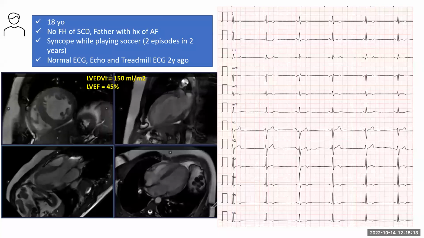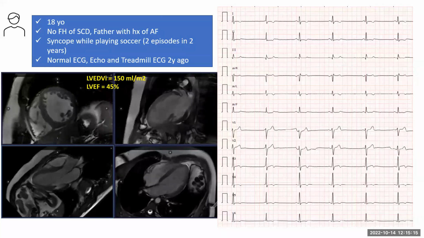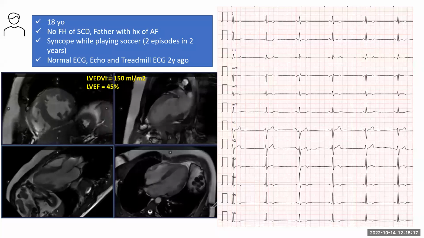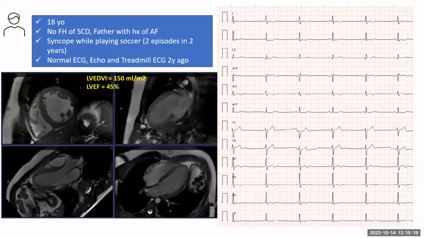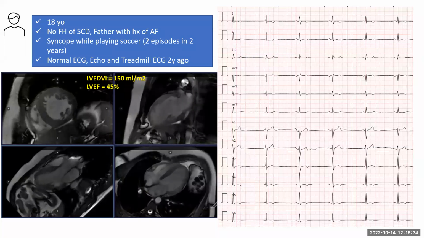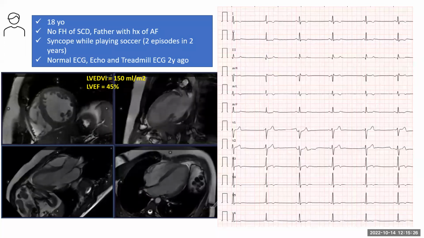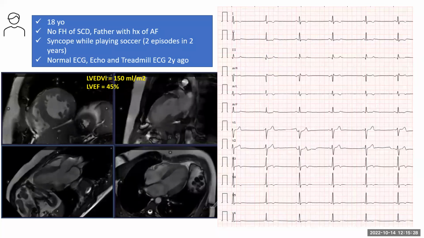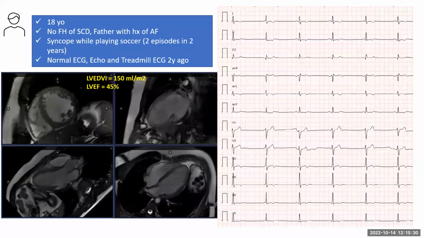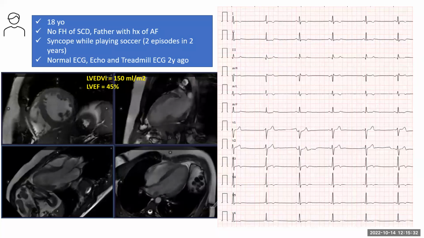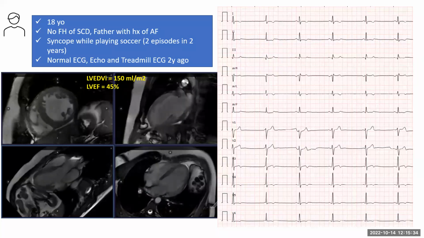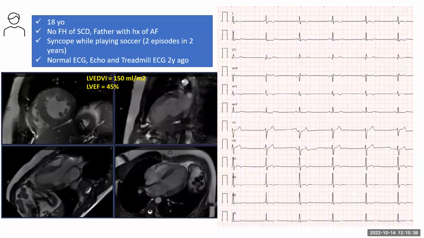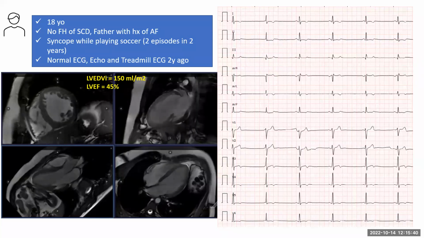diagnosis. So I bring you this 18-year-old boy with no family history of cardiomyopathy that consulted for syncope while playing soccer. This was the second episode in 2 years. He was already evaluated 2 years ago, and all the tests were normal. We can see that now he has an abnormal ECG with T-wave inversion in the lateral leads. CMR showed a significant LV enlargement, but a mildly reduced ejection fraction.